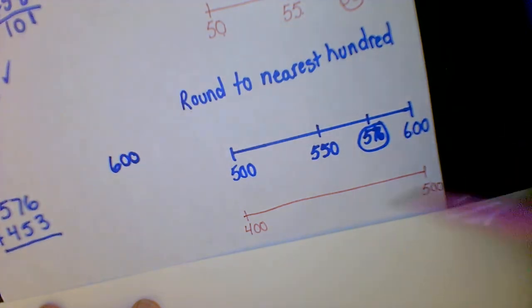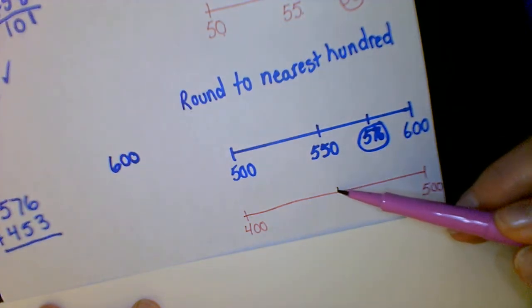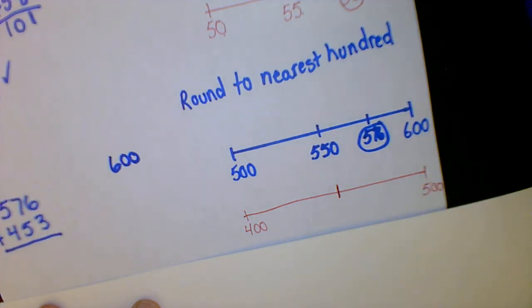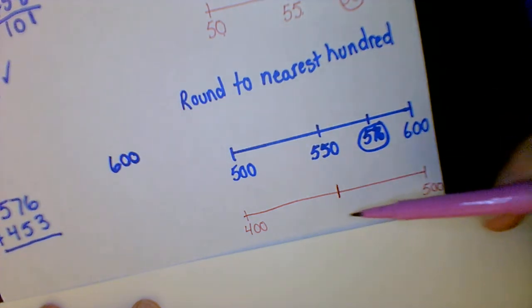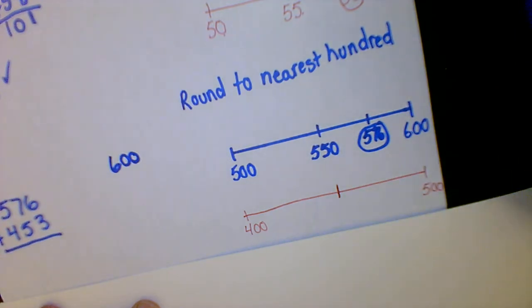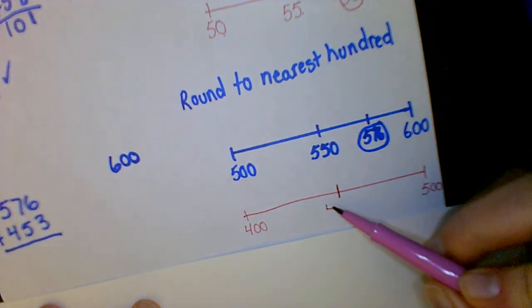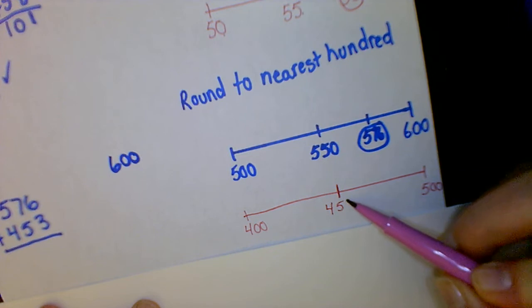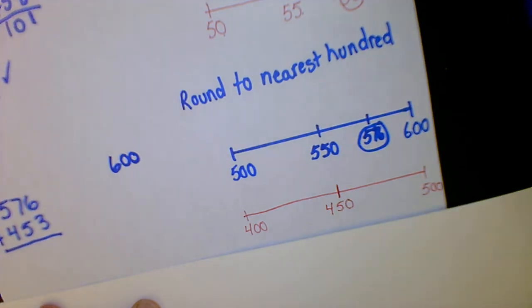And again, I want to find that middle. I'm going to put the mark right here, and I'm going to give you a chance to think. What number is right in the middle of 400 and 500? If you were thinking 450, you would be correct. Okay, so there's my middle.